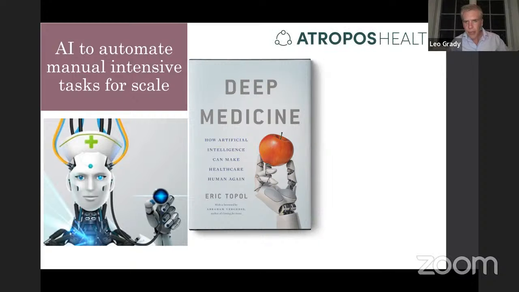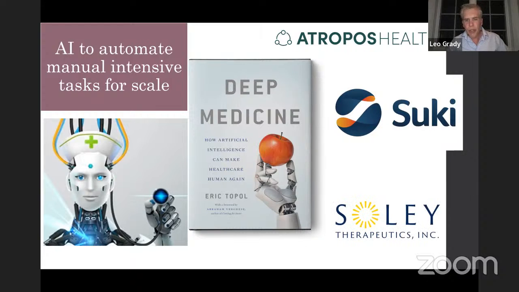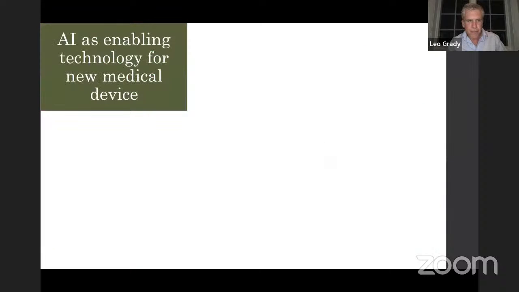So there are examples like Atropo Health, which is scaling up a lot of research functions for hospitals, Suki, which is building AI applications for filling out medical records and scribing, Soli Therapeutics, which is really scaling and massively automating a lot of drug discovery applications. And these are some areas in which AI is being used to automate manually intensive tasks, but at scale, to really deliver value into the healthcare system.